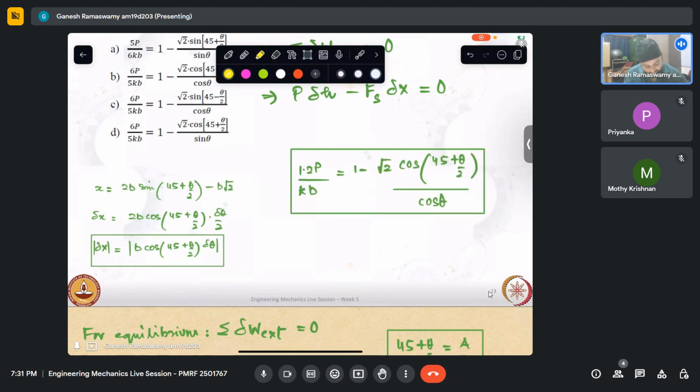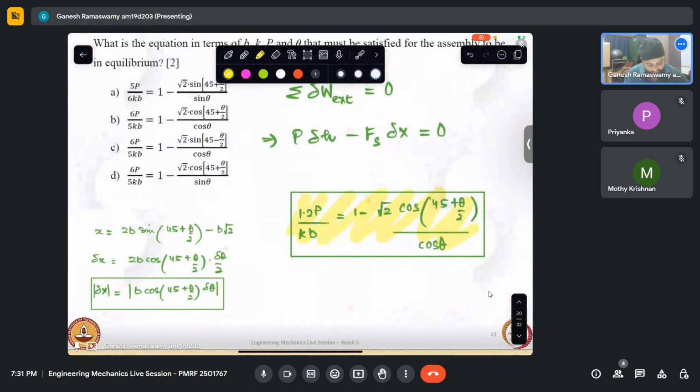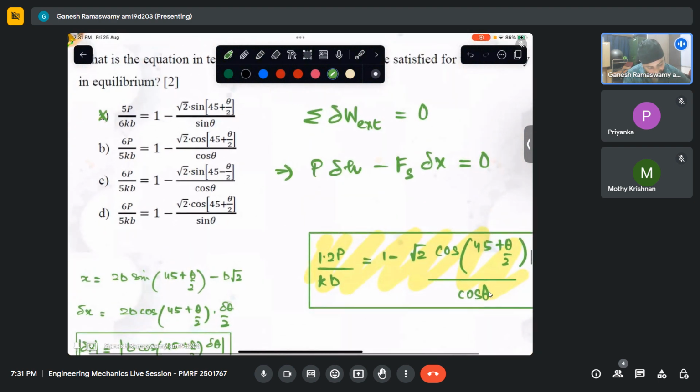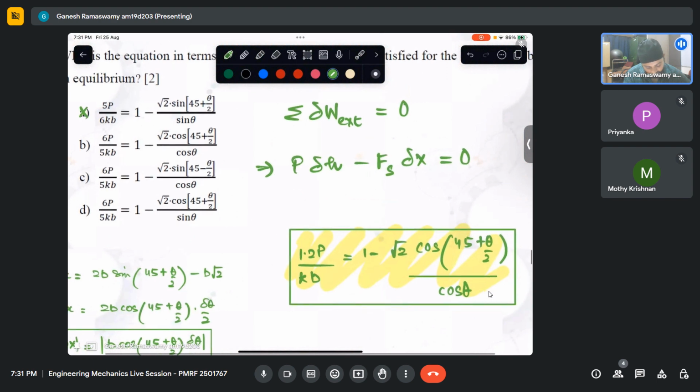So 1.2 is 6 by 5. So naturally, A is not the answer. So let us see what else matches. 1 minus root 2 cos of 45 plus theta by 2. So I can see that B matches. So if B matches, D won't match.